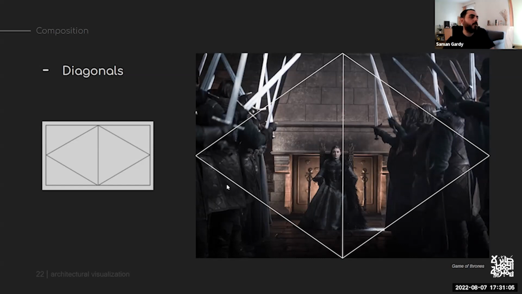And as you can see from this scene, it's a shot from Game of Thrones. If you are into cinematic shots and you want to have a good sense of composition and lighting, I would highly recommend watching the series. Although it's old, it has really good composition methods that you can use in your visualization.